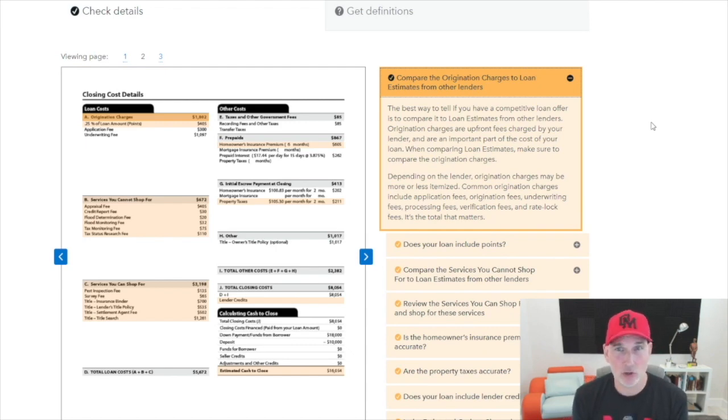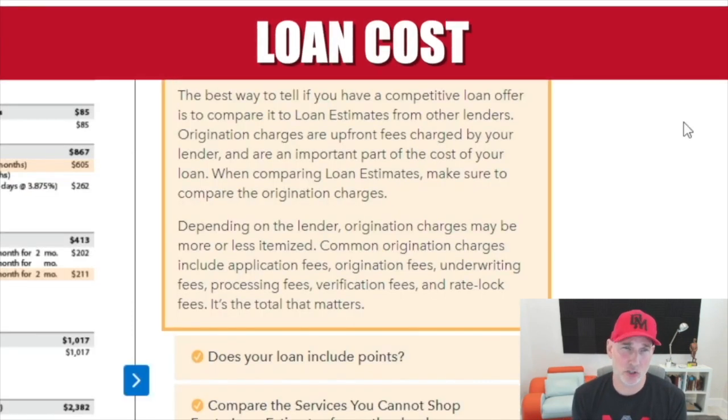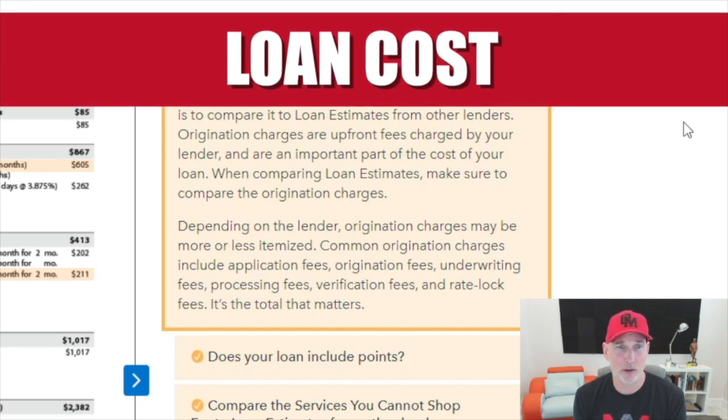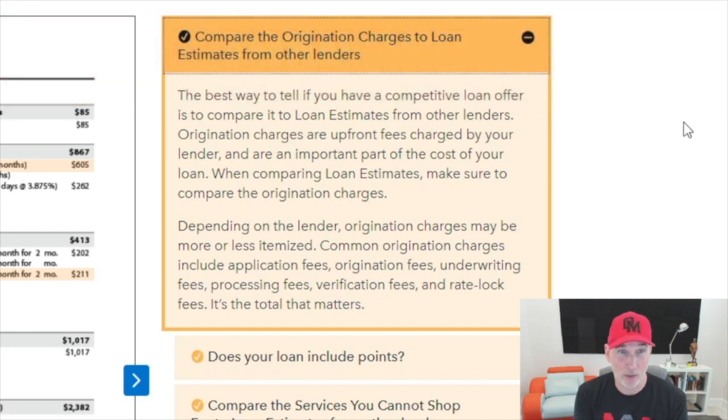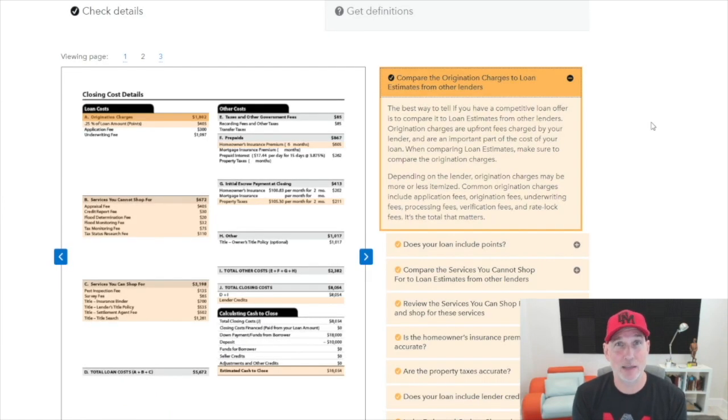Okay, so loan costs, they're broken out into origination charges, services you cannot shop for, and services you can shop for. Under origination charges, now I will tell you that the CFPB says the best way to tell if you have a competitive loan offer is to compare loan estimates. This is 100% true. Loan estimates do not lie.